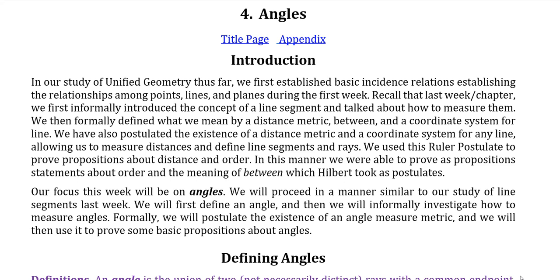And we're going to proceed in a manner similar to our study of line segments last week. We'll first define an angle, and then we'll informally investigate how to measure angles. Formally, we will postulate the existence of an angle measure metric, and we'll then use it to prove some basic propositions about angles. So in that way, it's pretty similar to the way we looked at line segments and distance last week.